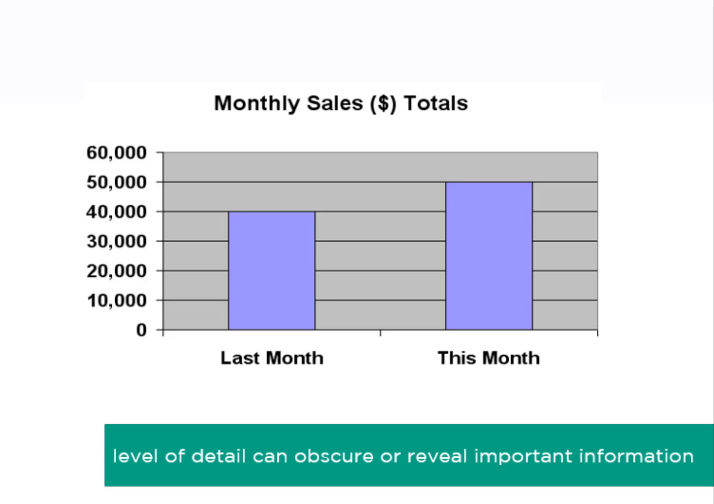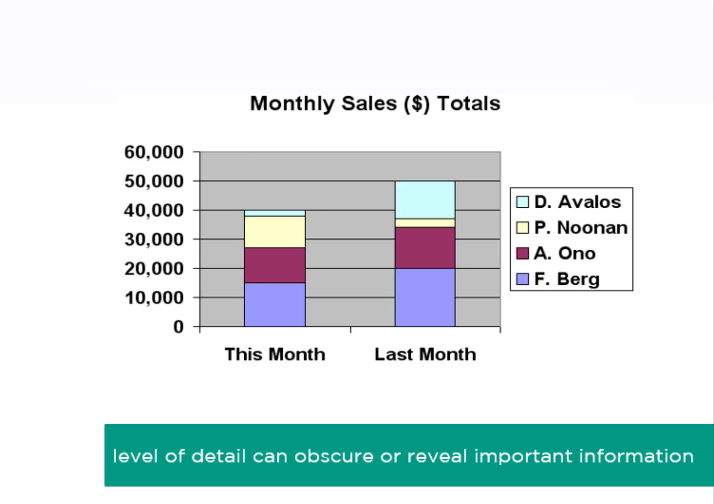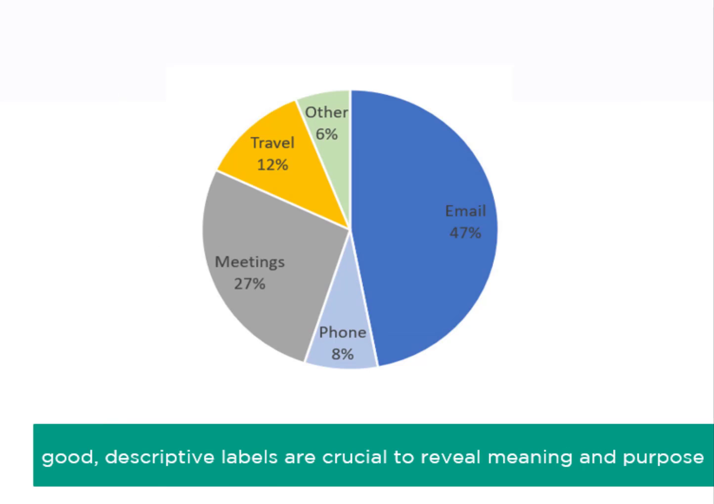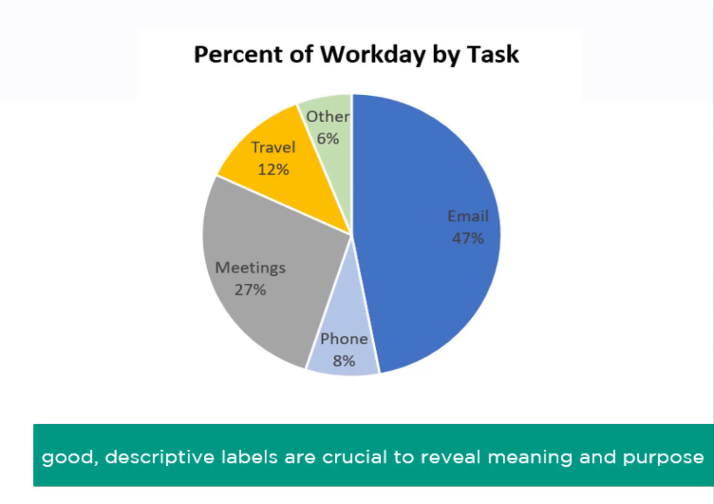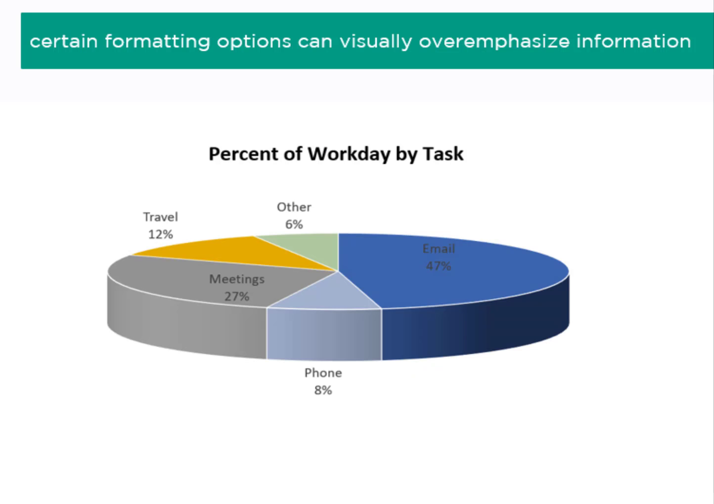The level of detail can either obscure or reveal important information. This simple bar chart would make us think our sales were much better this month compared to last, which they were. But if we break that data down by salesperson, for instance, we see that overall, although we did better in sales, Avalos had a really good month, whereas Noonan did not. And one last example, there's no title or clear labels here, so we don't really know what's being represented. This title provides a key clue as to what we're seeing. And a good general rule, again, is just because you can do it doesn't mean you should. Formatting options, again, can obscure, overemphasize, or underemphasize information.